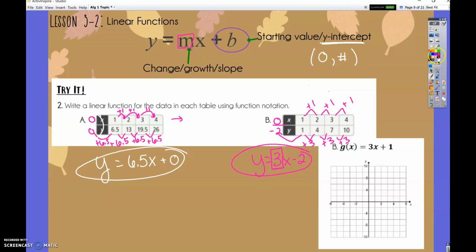Just as you did in the previous chapter, if you find these functions or equations, you'll be asked to graph them. Recall that we start with our y-intercept here at 1, and our slope is 3. So I would rise 3, run 1. Rise 3, run 1. And I could connect these points to create that line.